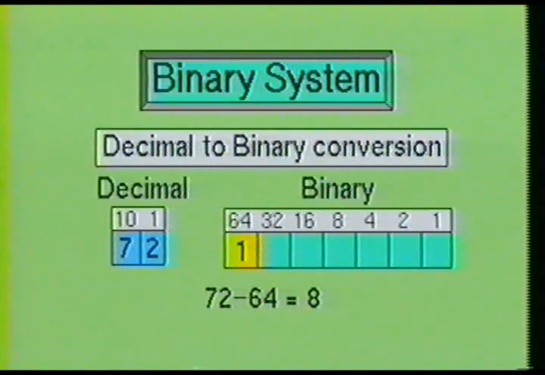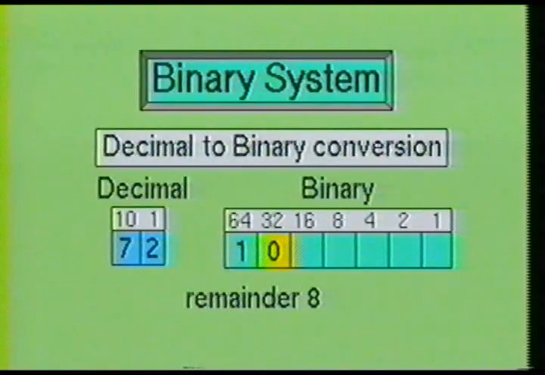In our example, we see that 64 is the largest possible power of 2 that can be subtracted from 72, because the next largest power of 2 is 128. When we subtract 64 from 72, we have a remainder of 8. Since we used a 64, we place a 1 in the 64 column.